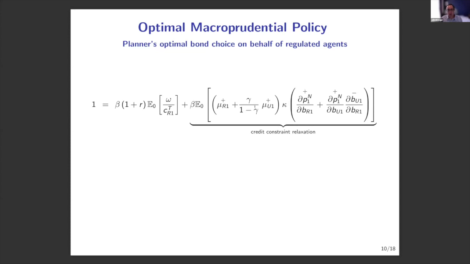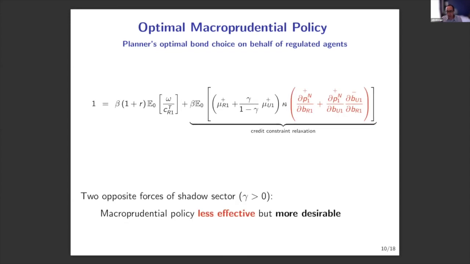Now, if we think in terms of how the leakages are changing the design of the problem, we have essentially this first term I discussed that represents the fact that macroprudential policy becomes less effective. Okay, so there is some undermining here of the policy. But at the same time, it becomes more desirable because this mu u is going to be higher than mu r. So the value of relaxing the constraint for those unregulated agents who actually go crazy and borrow more in response to the regulation is generally going to be higher than the value of relaxing the constraint of the more cautious regulated agents who lower their borrowing in response to the policy.